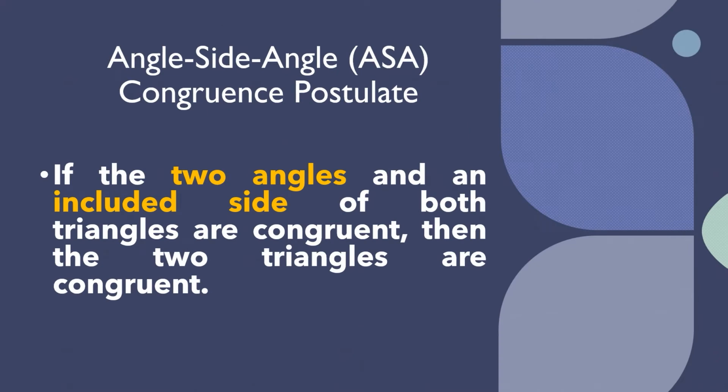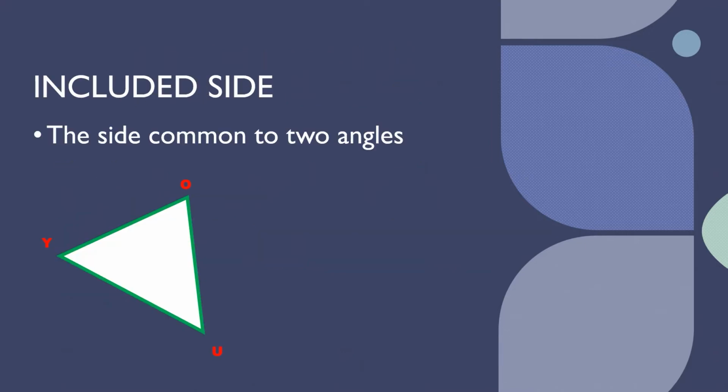Angle side angle or ASA congruence postulate states that if two angles and an included side of both triangles are congruent, then the two triangles are congruent. But what is an included side? Included side is the side common to two angles. Take a look at the given example.